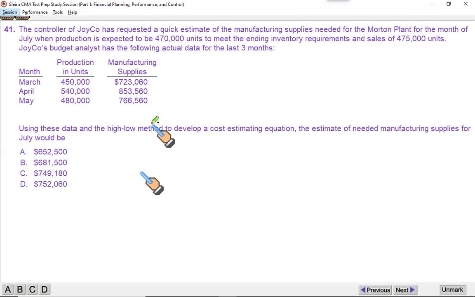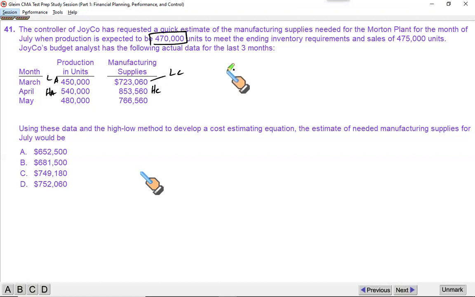And using that equation, you will have to estimate what would be the manufacturing supply cost if we produce 470,000 units. So first of all, you will have to identify the highest activity. This is the one. And this is the cost at highest activity, the highest cost. And the lowest one, this is the lowest activity. And this is the lowest cost. Highest activity and lowest activity.